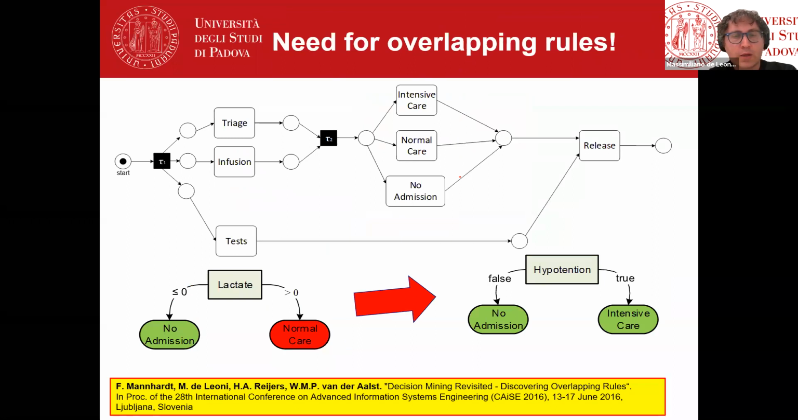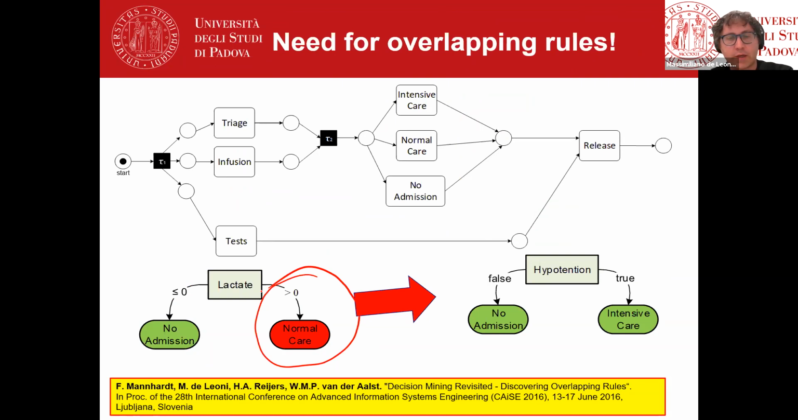So then we developed a technique that we applied in this case, but very generally applicable in any case in which you cannot find disjoint guards. So the idea is that we took all the wrongly classified cases in normal care, and on those we applied decision discovery again, and then we found out that there was some decision driven by hypotension. So if your pressure is low, then you go to intensive care. If your pressure is normal, you are sent back home. So now going back, this means that if lactate is less or equal to zero, you are sent back home.